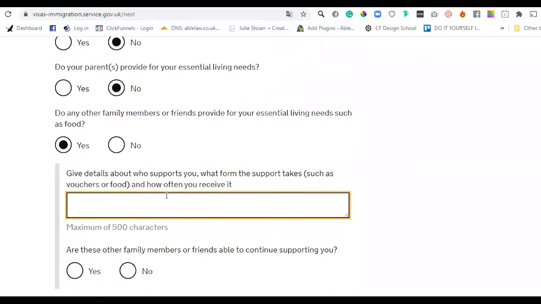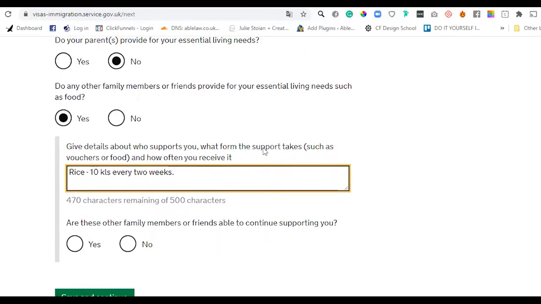Okay, so that you would know what it asks. So if you say yes, give details about who supports you, what form of support it takes, and how often you receive it. Let's say food. Let's say I get rice, I don't know, 10 kilos, let's say every 2 weeks, something like that. It says what form of support, so vouchers, food. So I say rice, 10 kilos a week.